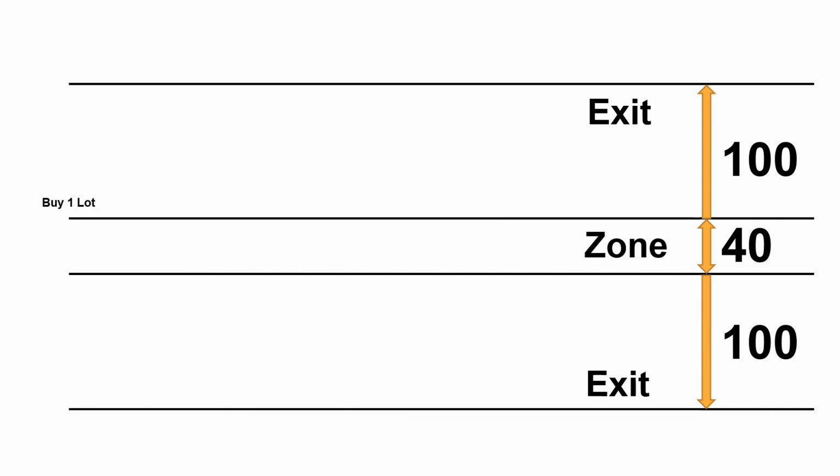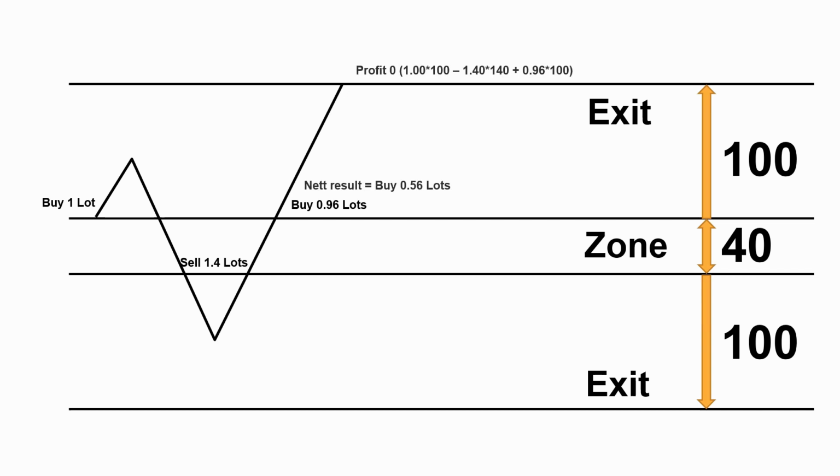If we take it a step further and look at a third leg on this, so I would buy one lot. When it crosses the bottom of the zone under the standard approach, I would be selling 1.4 lots, and then if the price crossed the top of the zone, I would be buying 0.96 lots. So that gives me a net result of 0.56 lots buy, and again, profit would be 0 because I've got a loss on the 1.4 lots of sell, but I've got a profit on my total 1.96 lots of buy, and the profit comes out to be 0.